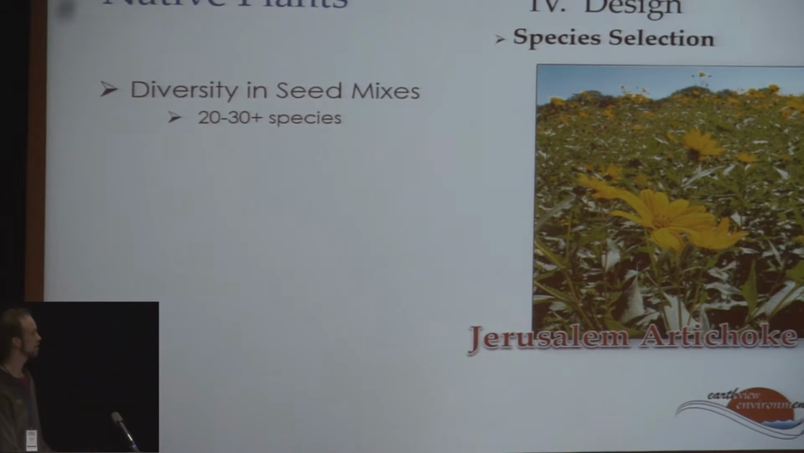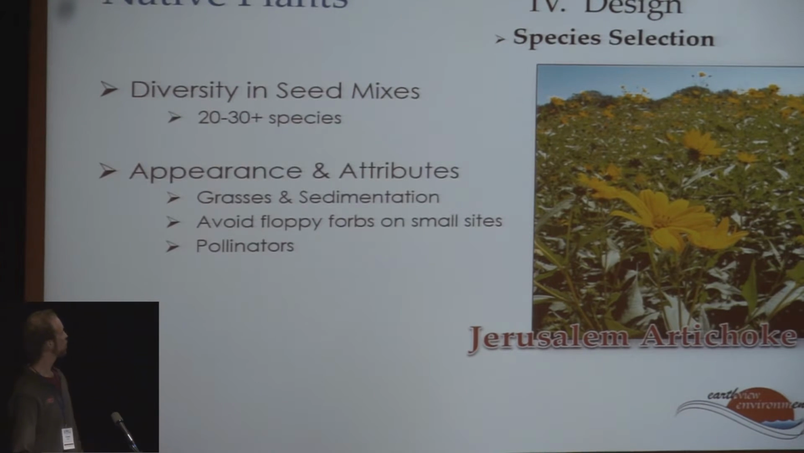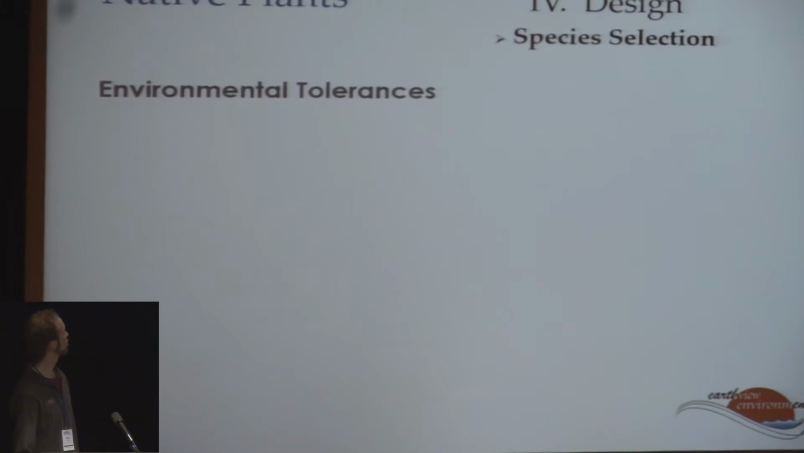So I'm going to talk about species selection a little bit. Use diversity. We're talking ecological niches. Try to get those filled so that this community is a healthier, stronger community. Think about appearance; there's a lot that can go into that. What are you expecting to get from this site?